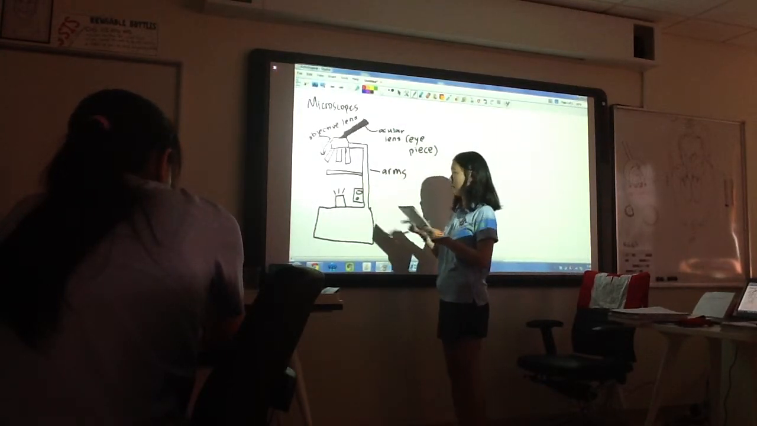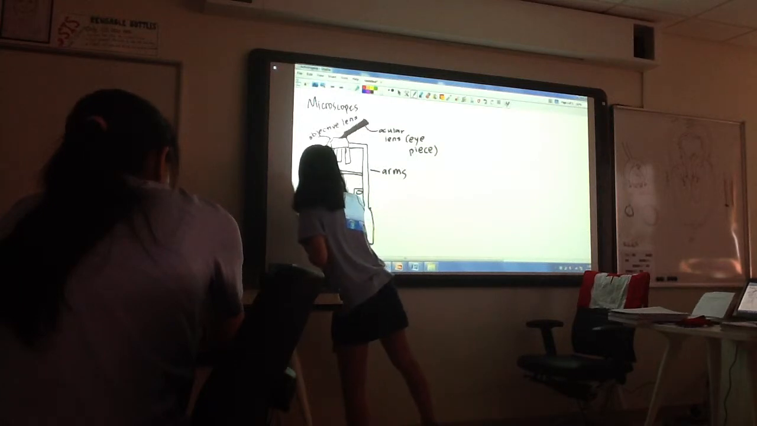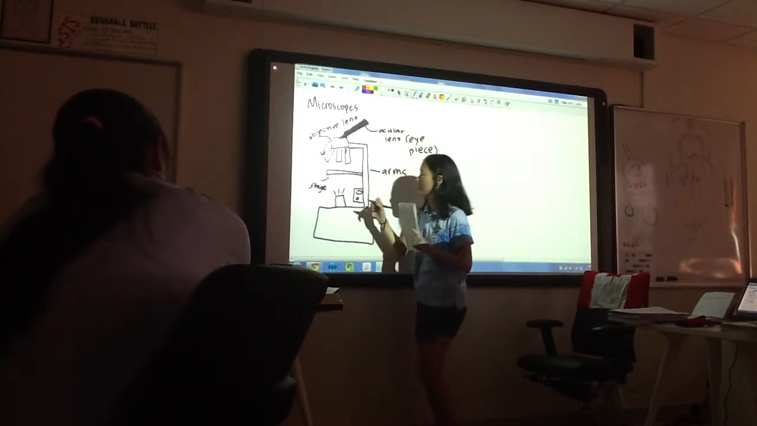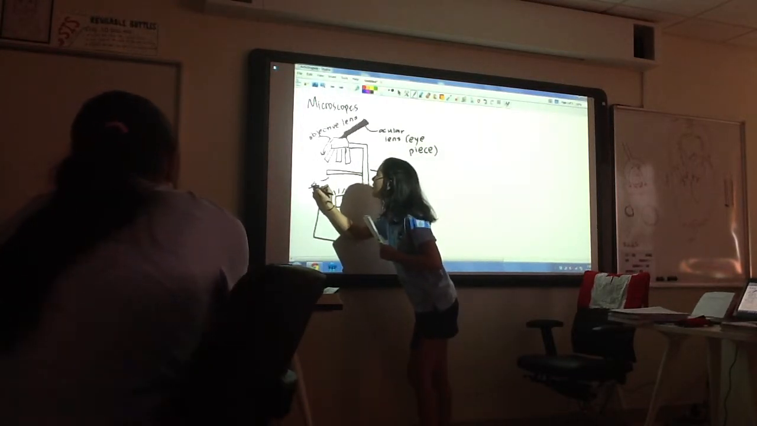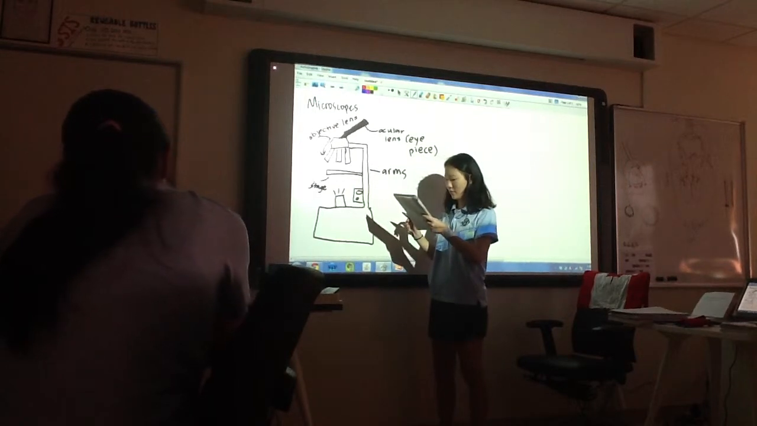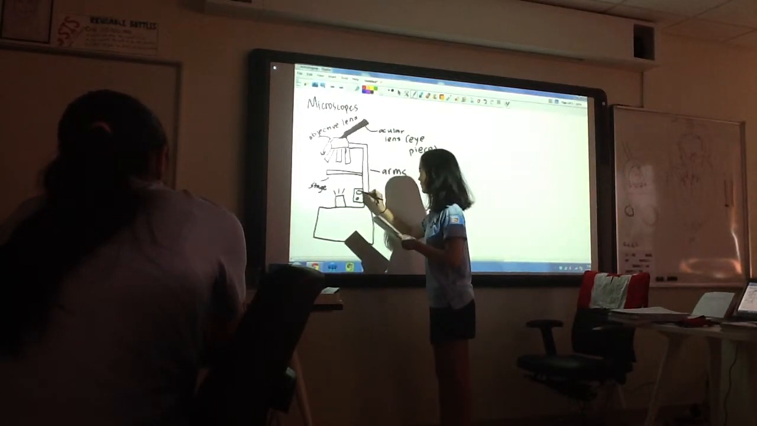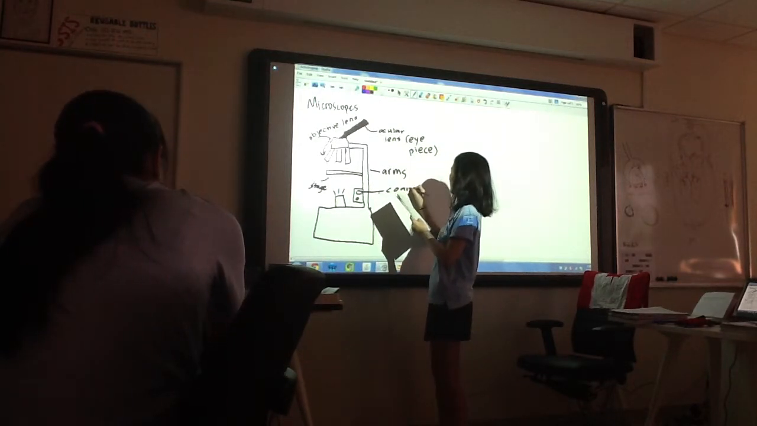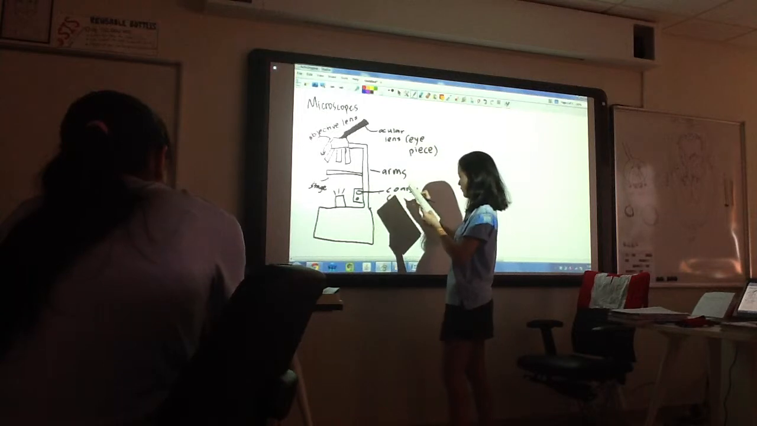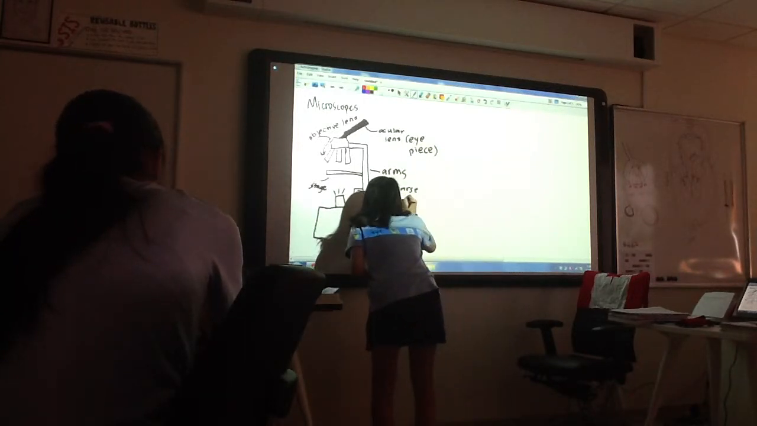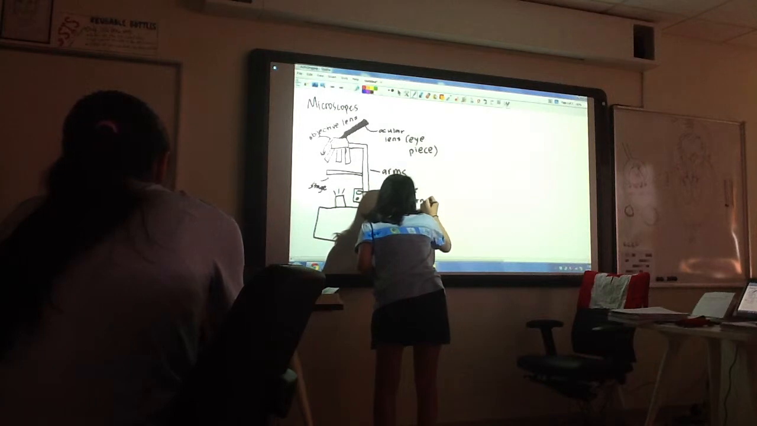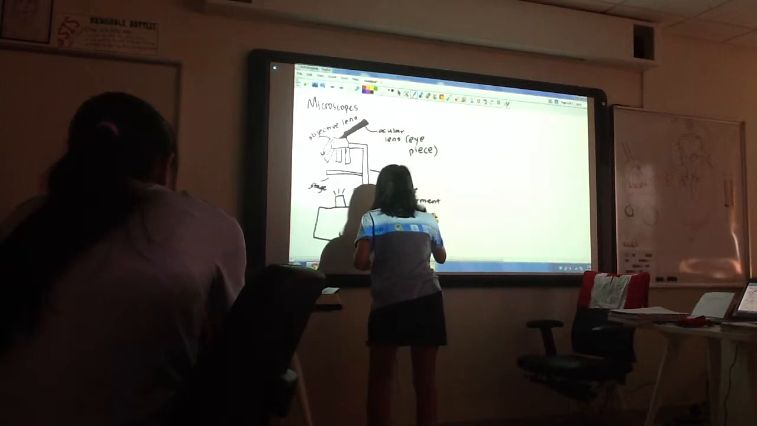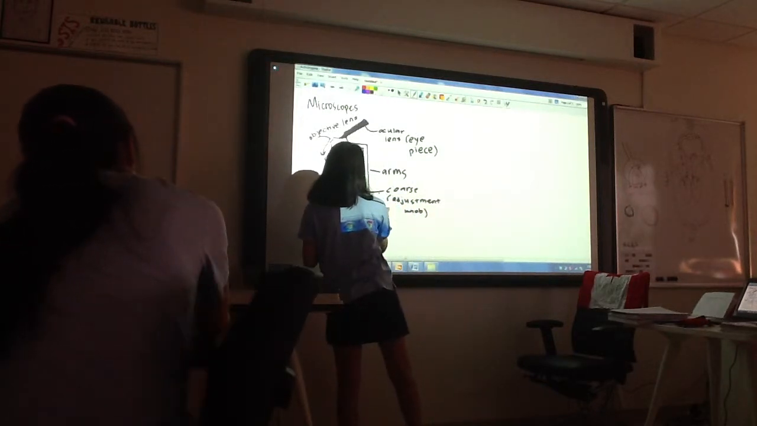Stage. Coarse adjustment knob. Which one's the coarse? The big one or the small one? The big one is the coarse adjustment knob, yeah. The big guy is the coarse adjustment knob, and the little guy is the fine adjustment knob, yeah.